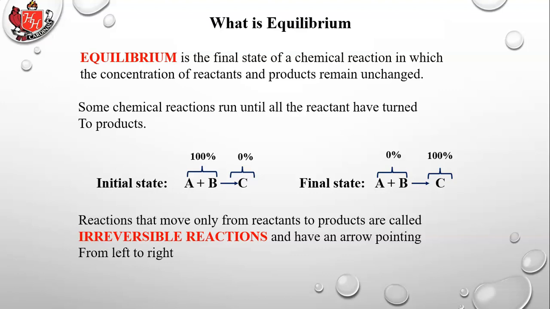So you see the reaction down below, A plus B goes to C. And at the beginning you have only reactants and no products. By the end of the reaction, all of the reactants A and B have turned into products C. That's generally the way we've thought of chemical reactions as occurring. They start off entirely as reactants, they go all the way to products. Reactions that move only from reactants to products are called irreversible reactions, and they have an arrow pointing from left to right.